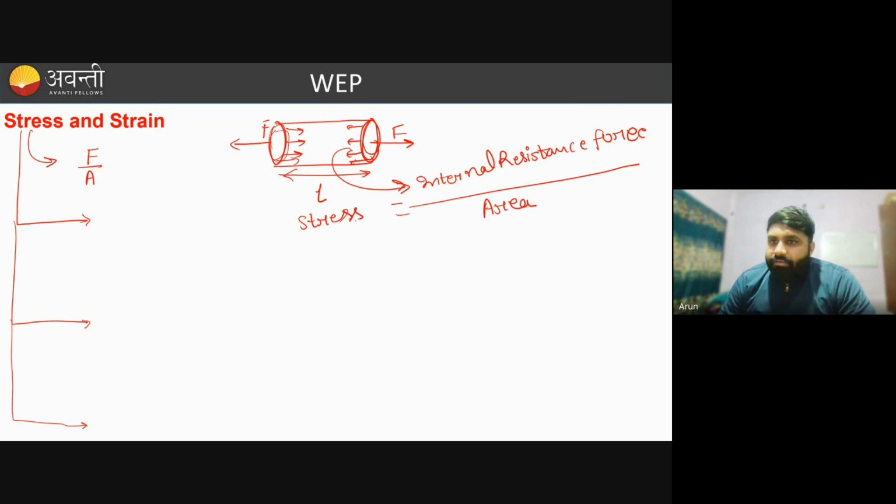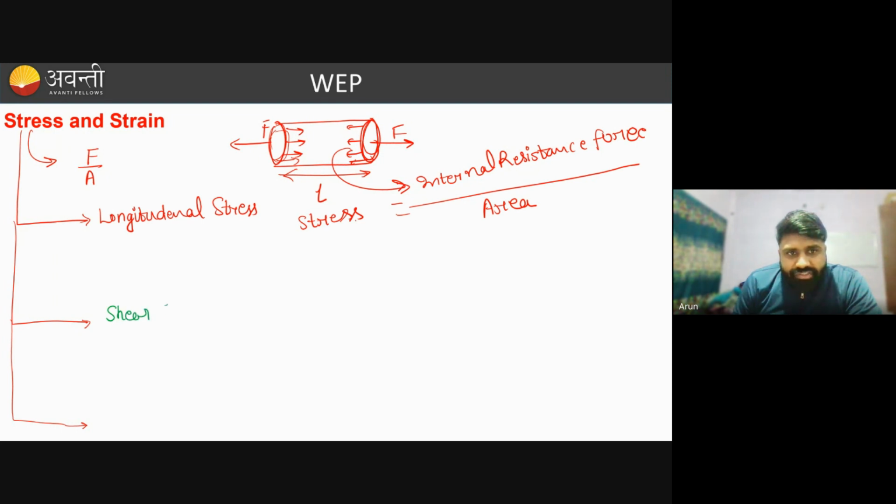Okay, got it? We have three types of stress: longitudinal stress, another we have shear stress, and then we have bulk stress or volumetric stress.